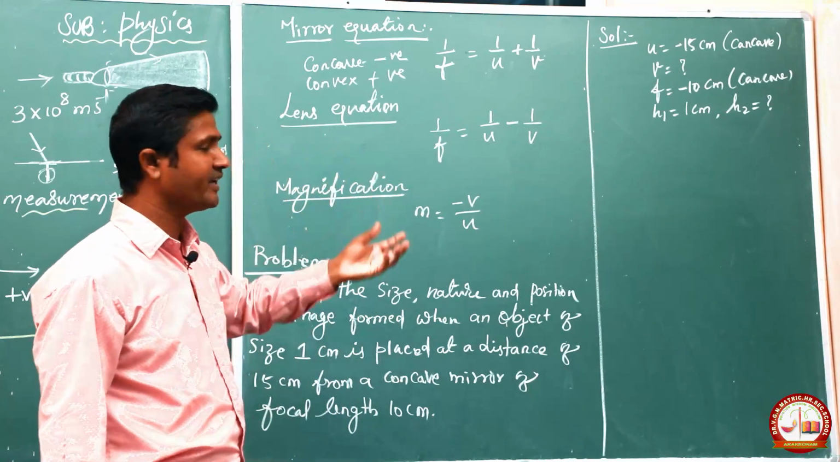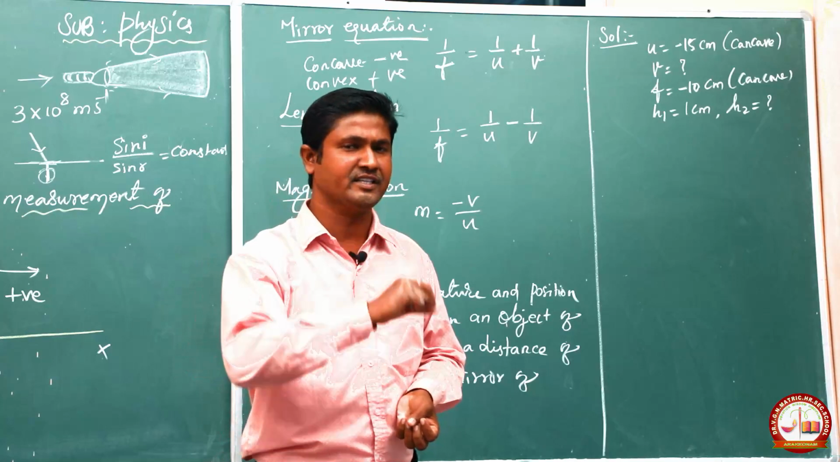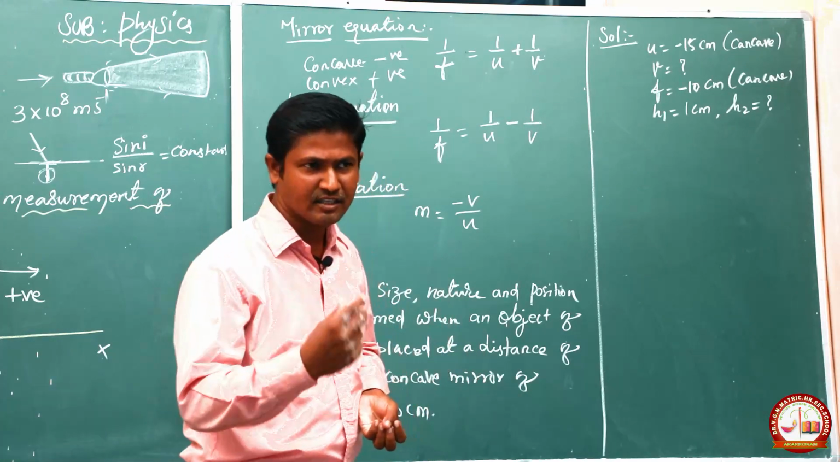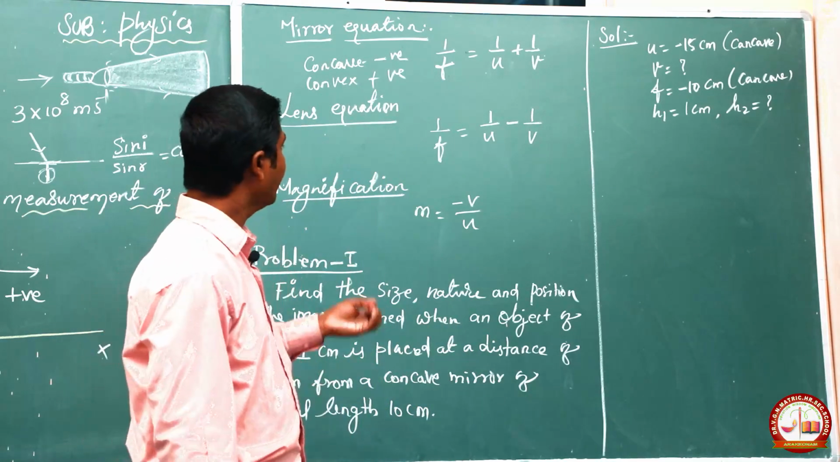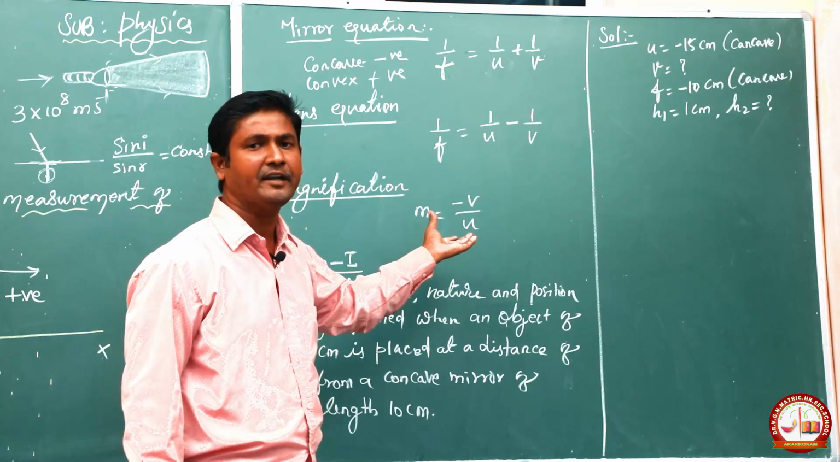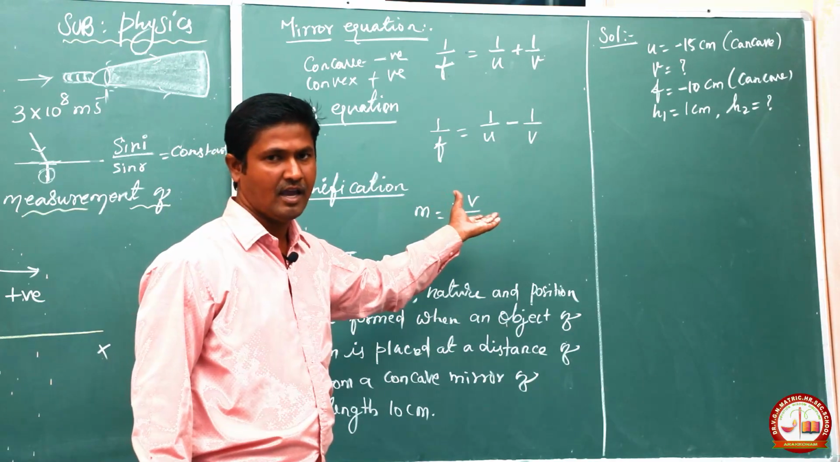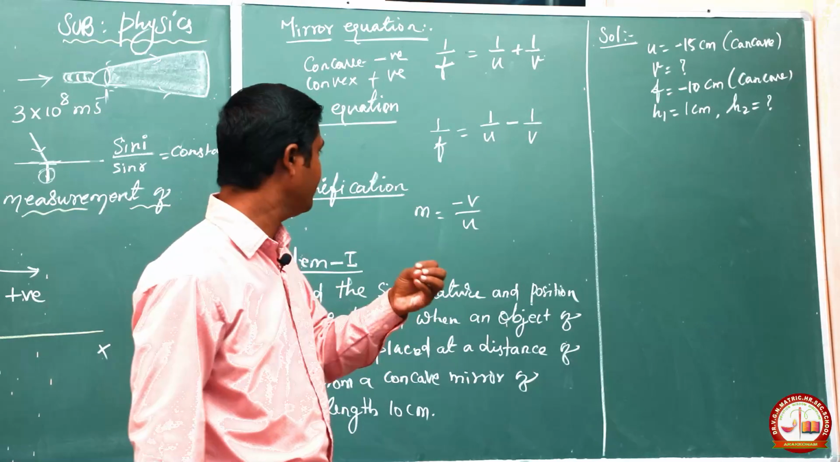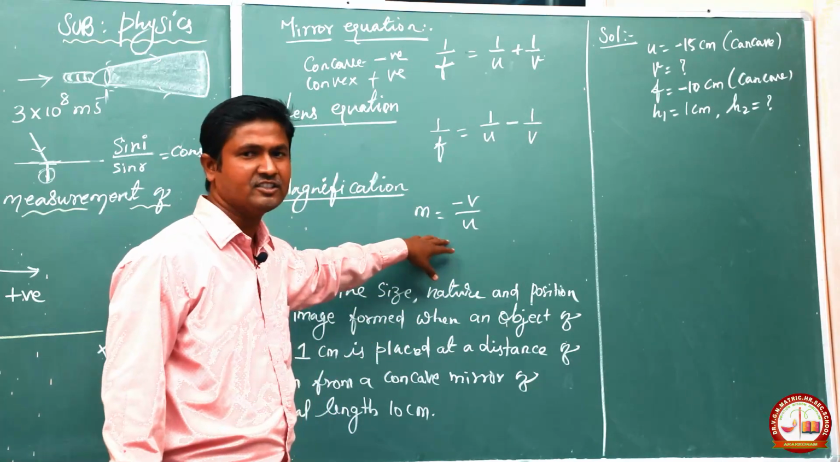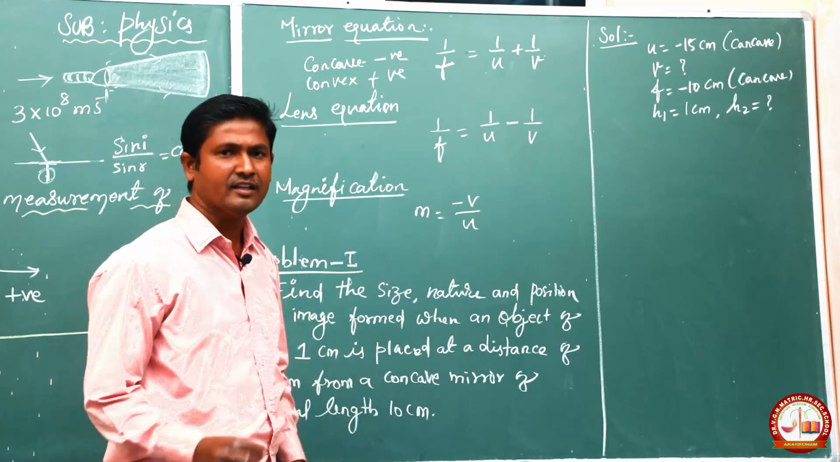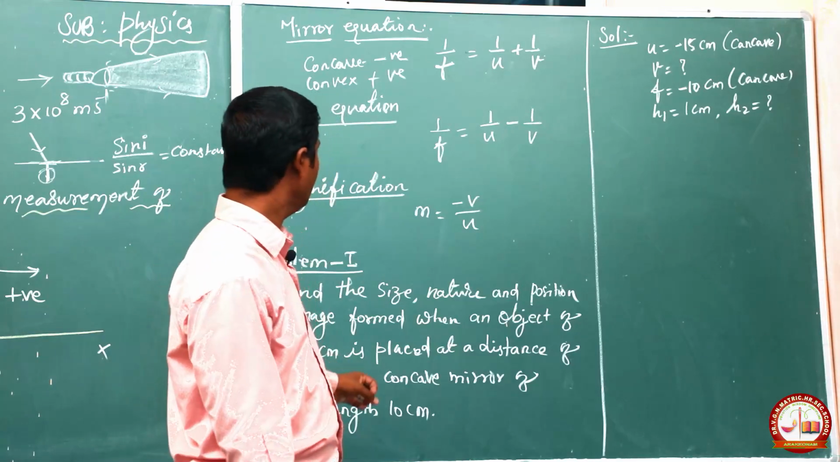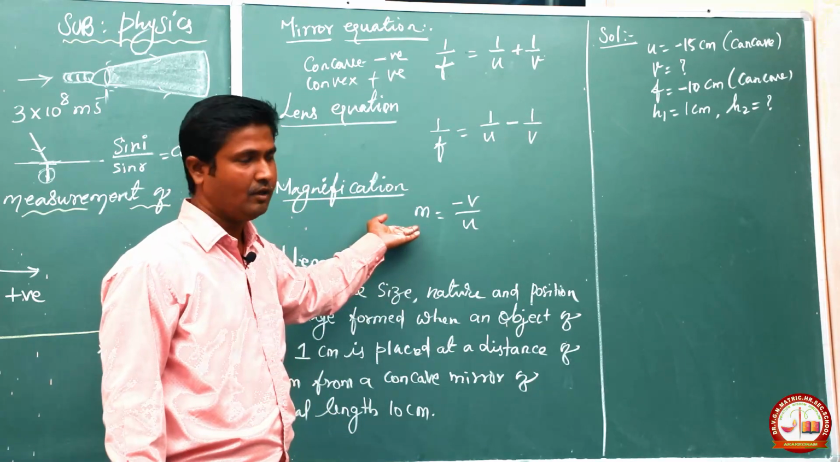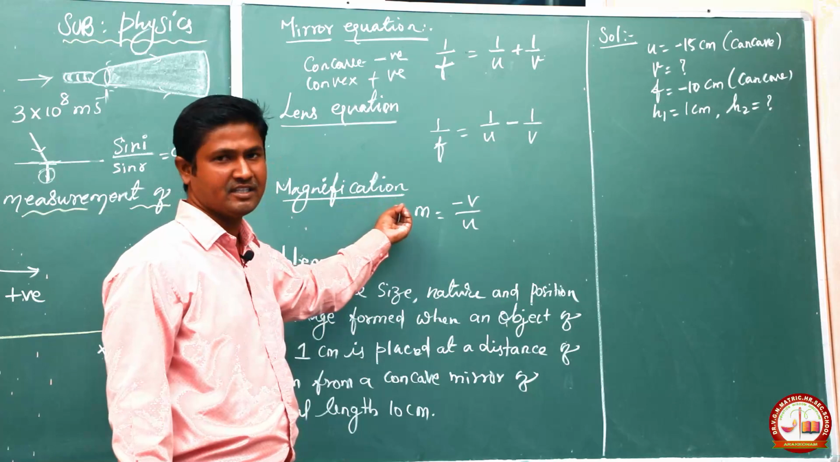Next, go to magnification. First, write the definition of magnification. What is the definition of magnification? The ratio of the height of the image to the height of the object. This is called the magnification. The symbol of the magnification is small m.